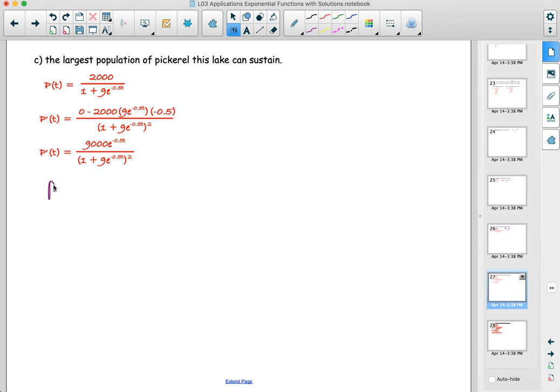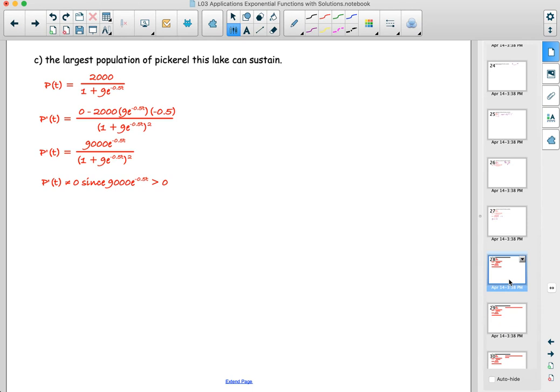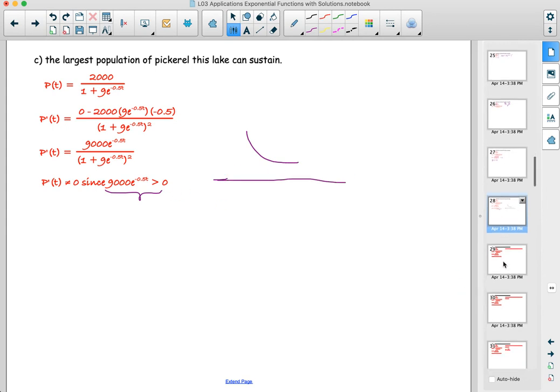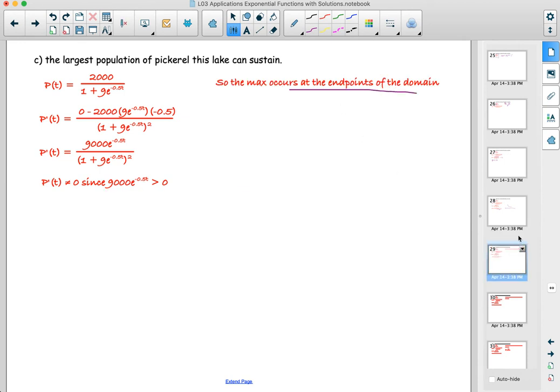Now, we're trying to find where p prime at t is 0. And that would be when the numerator is 0, but it does not appear that that could ever be 0. That's an exponential function, so it should be larger than 0. Since p prime is not 0, because that's an exponential function and the multiplier is positive, it's going to be coming down like this, but it is going to be above the x-axis, so it's always going to be greater than 0. So what does that mean? That means there's no place where the first derivative is 0. That means that the largest population is either at the beginning or it's going to be at the end. So we're going to check the endpoints of our domain.